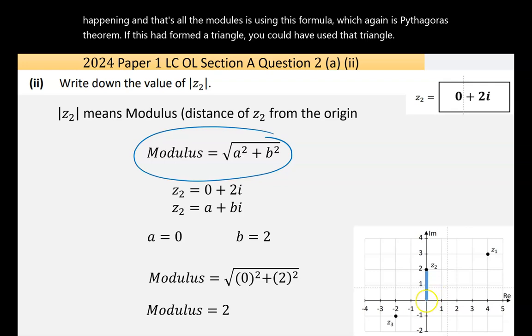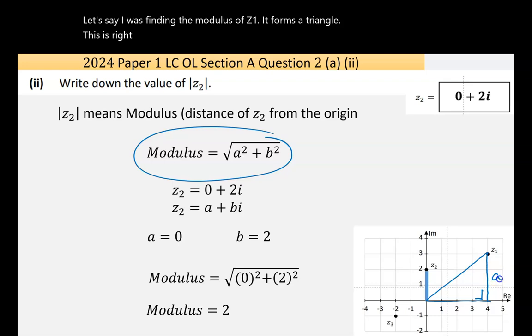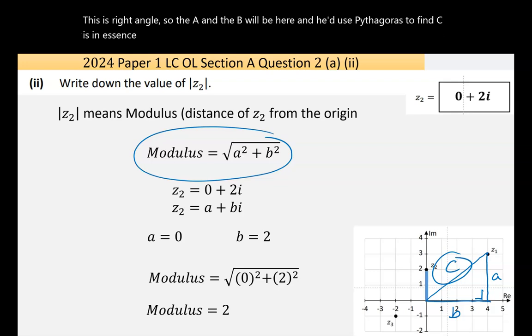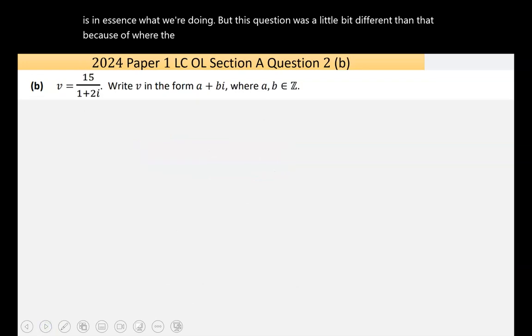Let's say I was finding the modulus of Z1. It forms a triangle. This is a right angle, so the A and the B will be here, and you'd use Pythagoras to find C. That is in essence what we're doing. But this question was a little bit different than that because of where the point was.